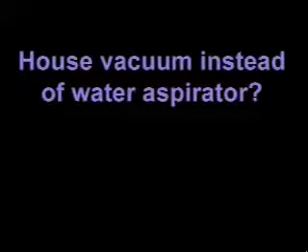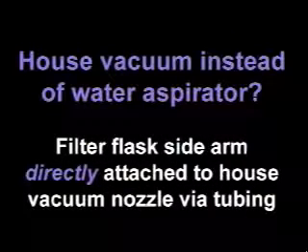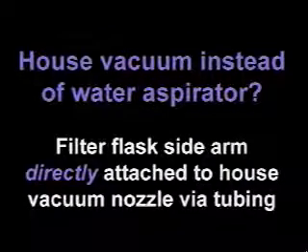But what if you're using the house vacuum line instead of the water aspirator? Well, the filter flask sidearm should then be directly attached to the house vacuum nozzle via tubing. Don't worry about any intermediaries like the water trap.